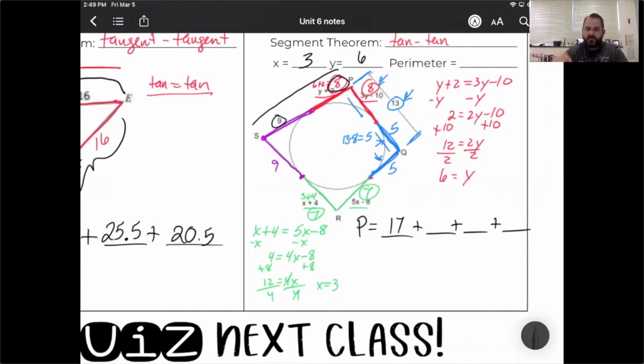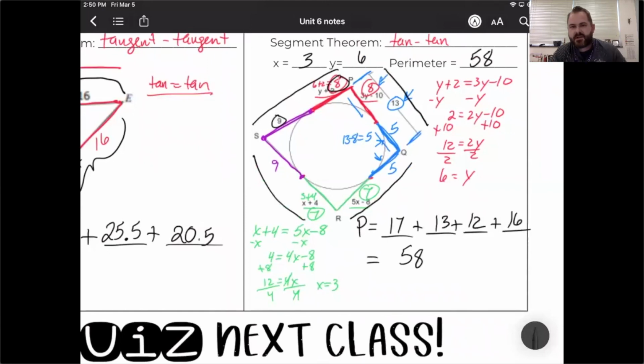And let's just keep going around the figure. This side I already know, that's 13, because they gave it to me. Then this side, QR, is 5 plus 7, that's 12. And then the final side, RS, is 7 plus 9, which is 16. So if I add these together, 17 plus 13 plus 12 plus 16, I get a perimeter of 58. And that finishes our examples for this lesson.